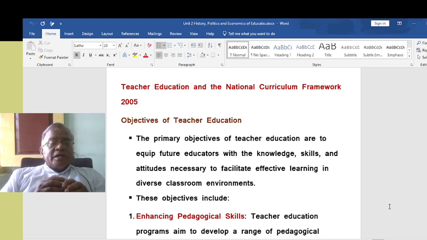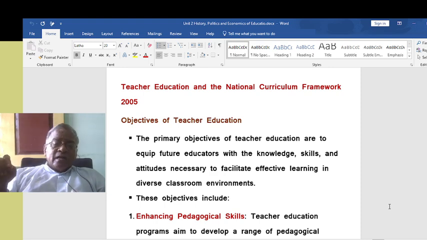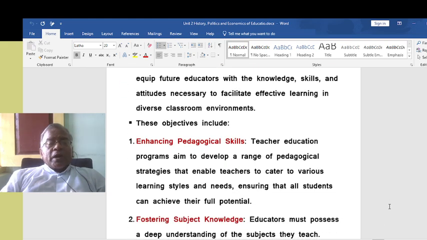What are the objectives of teacher education? According to the National Curriculum Framework 2005, the primary objectives of teacher education are to equip future educators with the knowledge, skills and attitudes necessary to facilitate effective learning in diverse classroom environments. These objectives include enhancing pedagogical skills. Teacher education programs aim to develop a range of pedagogical strategies to enable teachers to cater to various learning styles and needs, ensuring that all students can achieve their full potential.